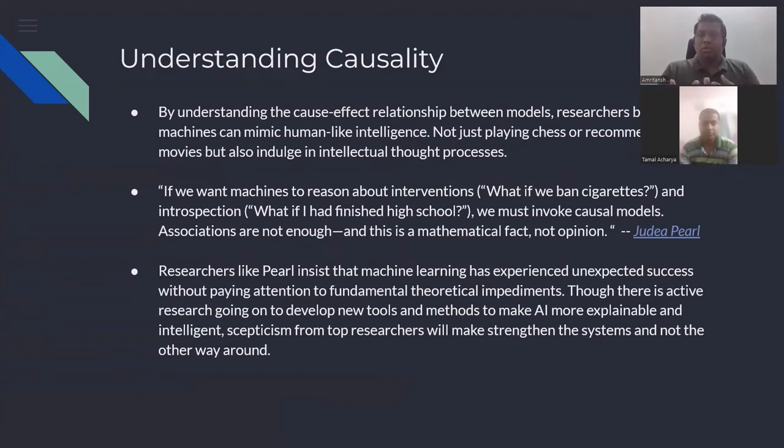And he wants to argue that if we want machines to reason with interventions, like what if we ban cigarettes, or what if we ban sugary drinks, and then introspection, like what if I had finished high school or if I have not finished high school, we have to invoke causal models. There are a lot of things, and you cannot just talk association, the first level, that, oh, let's figure out correlation, what happens.